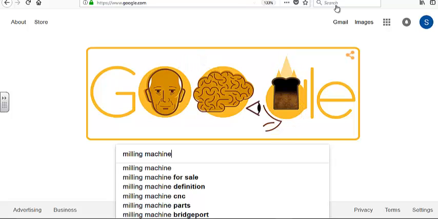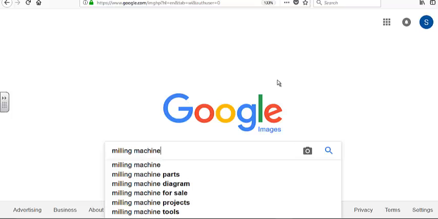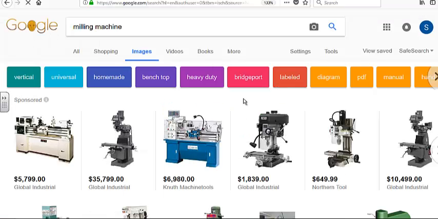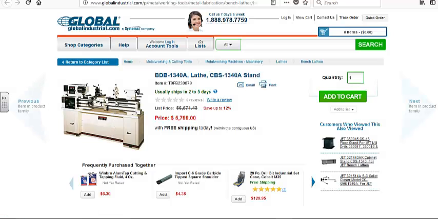And we'll do images. Milling machine. So these are lathes. It's not a milling machine. But that's what a lathe looks like. You clamp. Let me see if I can. I can't zoom in, I don't think. Yeah, well, I can.